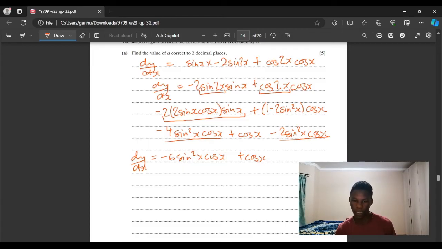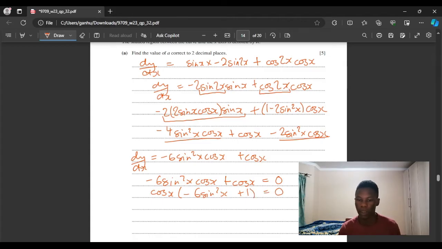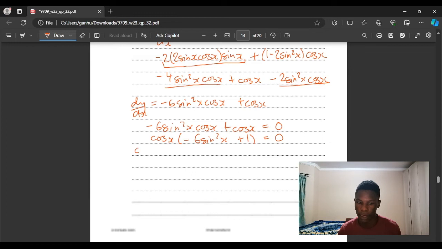And remember that we're looking for the x coordinate at a stationary point, so we're going to equate this to 0. So that's -6 sin squared x cos x plus cos x is equal to 0. Let's factor out cos x: cos x times (-6 sin squared x + 1) is equal to 0. So that means we have cos x is equal to 0, and we have -6 sin squared x plus 1 is equal to 0.